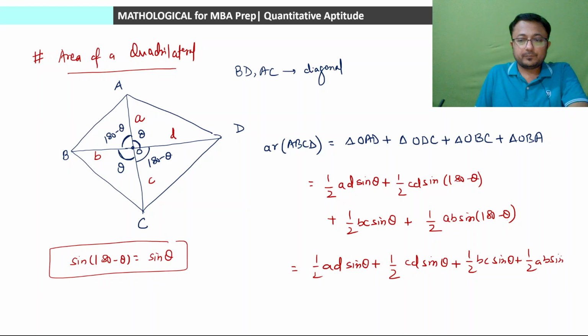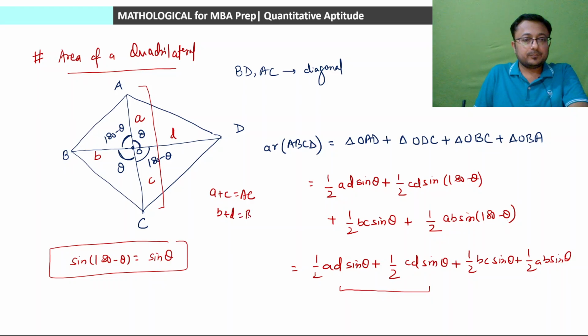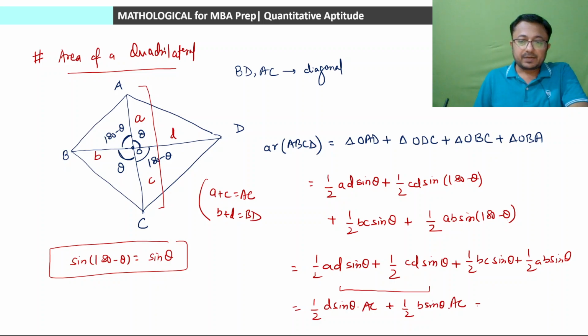Now in the first two, if you take 1 by 2 d sin theta common, a plus c बच जाएगा, and a plus c क्या है? a plus c is diagonal AC. Similarly, b plus d is diagonal BD. So first part में हमारा आ जाएगा 1 by 2 d sin theta multiplied by AC, plus second part में 1 by 2 b sin theta multiplied by again a plus c which is AC only. और फिर फाइनली तुम d और b को ऐड कर लोगे, b plus d will be BD. So effectively this becomes 1 by 2 into AC into BD sin theta.